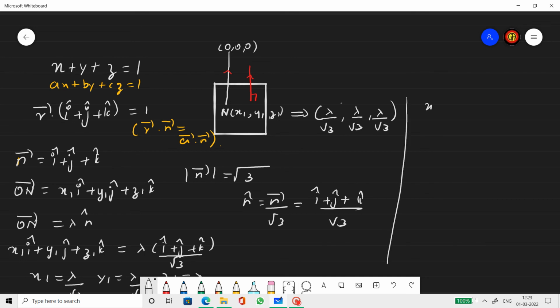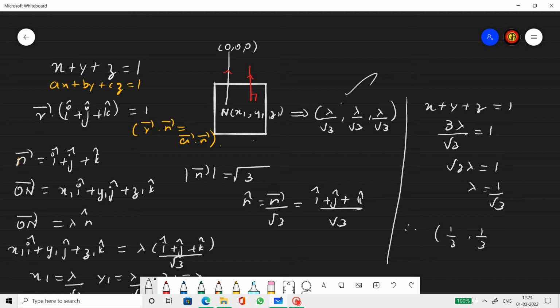The equation of the plane is what? x plus y plus z equals 1, wherein this is the passing through point. Substituting in the place of x, y, z, I get lambda by root 3 plus lambda by root 3 plus lambda by root 3. So 3 lambda by root 3 equals 1. Root 3 lambda equals 1. Lambda equals 1 by root 3. Therefore, the foot becomes lambda by root 3, which is 1 by root 3 by root 3, 1 by 3, comma 1 by 3, comma 1 by 3.